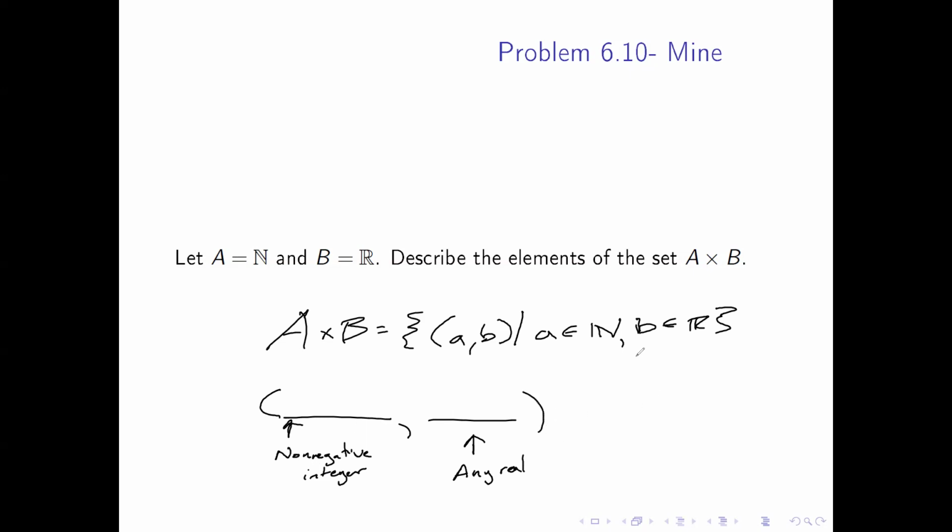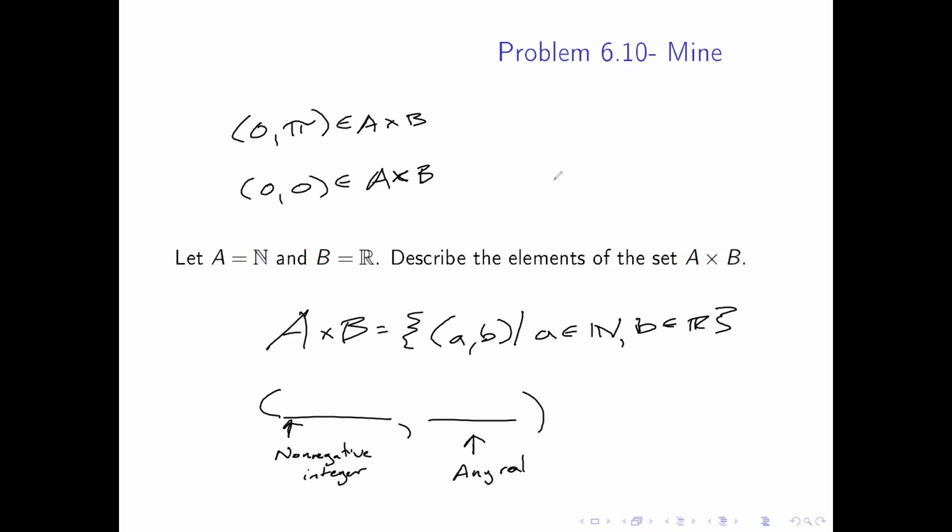So for instance, we could have (0, pi). That would be in A cross B. We could also have (0, 0). That would also be in A cross B because all integers are in here.